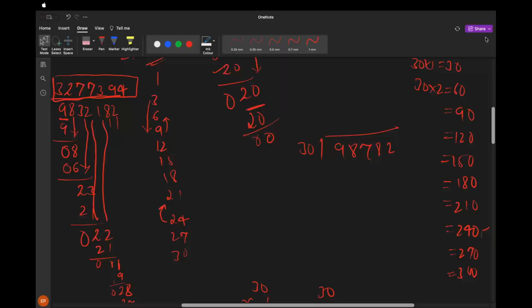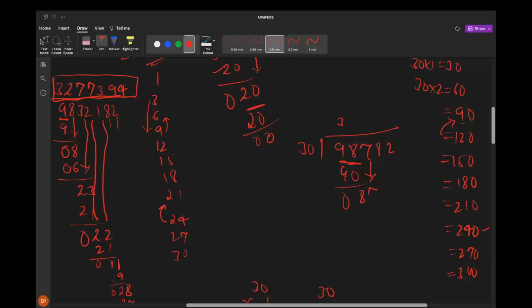Now we know the table, right? How many times does 30 go into 9? No, it is smaller. So 98. Where is 98 here? 90 is there, 120 is there. We have to consider the smaller value, right? 3 3s are 90. How much are we left with? 8.